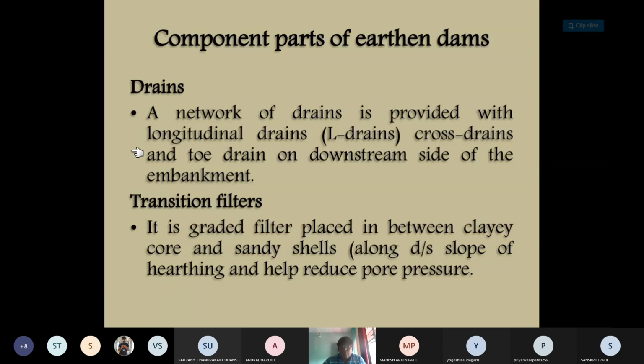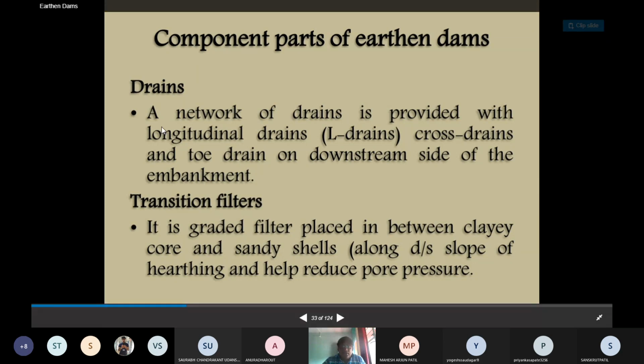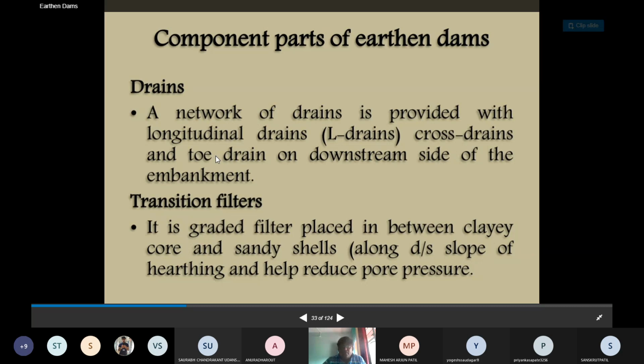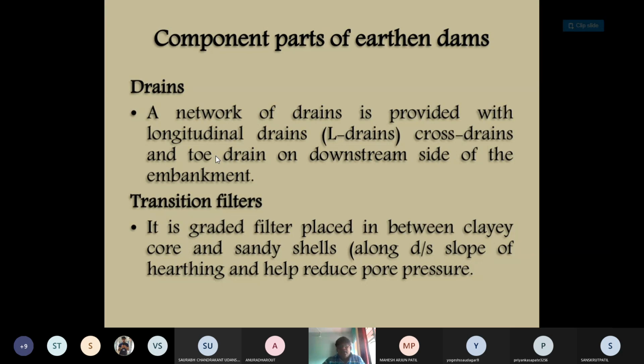You have seen there are two methods, the hydraulic fill method and the roll fill method. Today we want to discuss the important parts of this earthen dam. The drain is a very important part. A network of drains is provided, with the longitudinal drain, as well as drains in the transverse direction, which we call a cross drain. The toe drain is also an important part on the downstream side of the embankment, so that the phreatic line is located within the body of the dam.